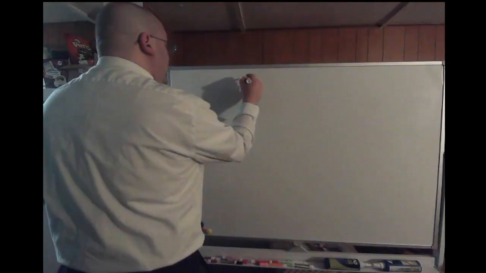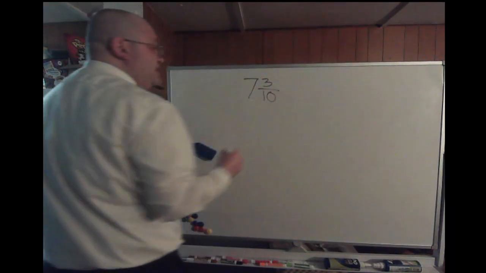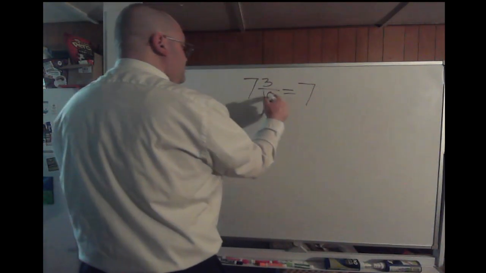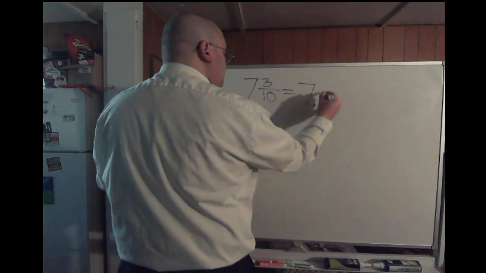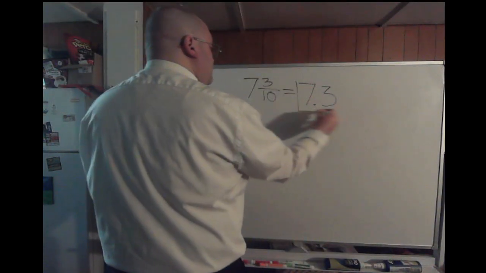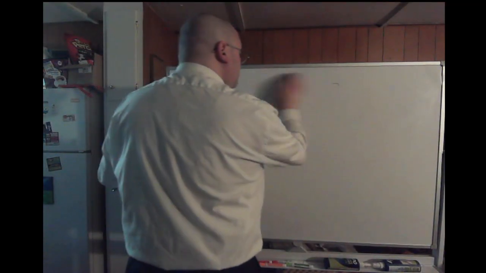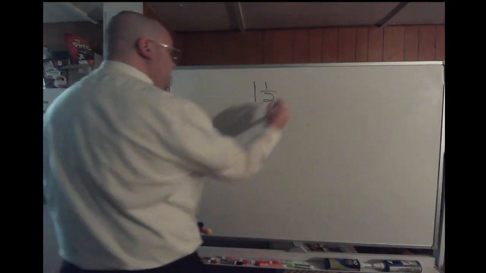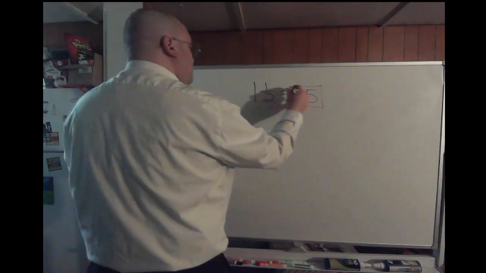Now how about this one here? We have 7 3/10, so we have a mixed number. Of course, you're going to keep the whole number 7, and just focus on the 3/10. 3/10 will give you 0.3, so you'll have 7.3. Your answer to this is 7.3. Next, one and a half, we should know that by now. 1 1/2 is going to be 1.5. 1 1/2 is 1.5.